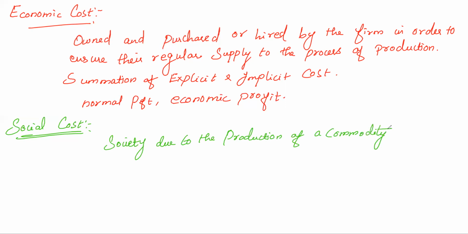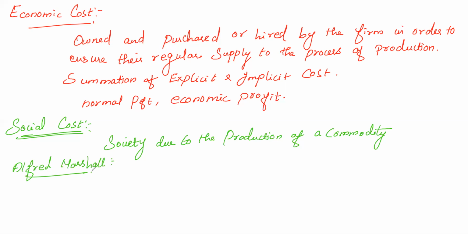Okay, so Alfred Marshall defined the term social cost to represent the efforts and sacrifices undergone by the various members of the society in producing a commodity. Okay, so what does Alfred Marshall say?